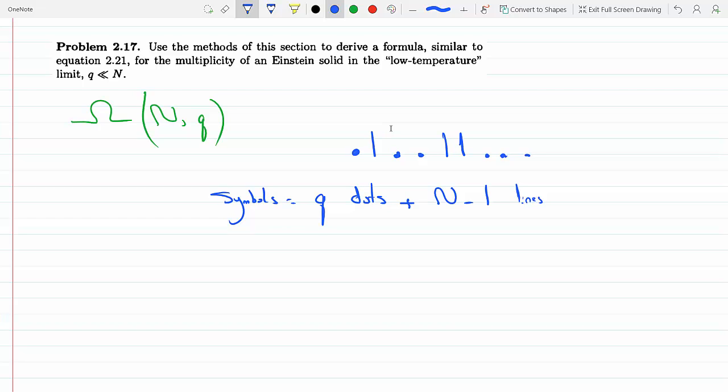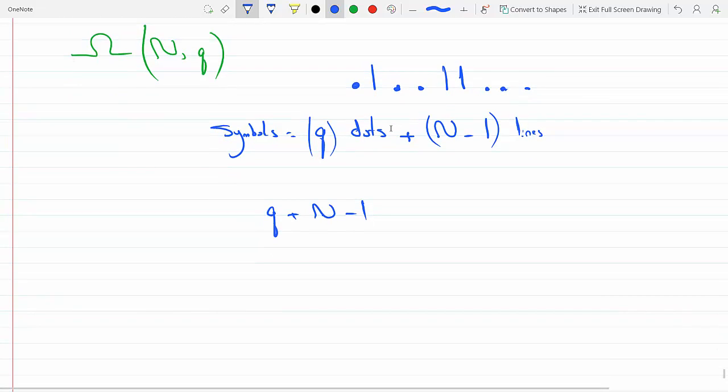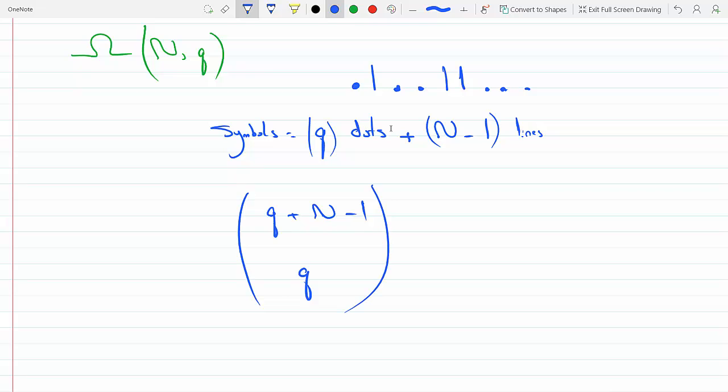So the number of symbols will be the sum of these. This is n minus 1 lines and this is Q dots, so it'll be Q plus n minus 1. This is a total of Q plus n minus 1 symbols. Now the number of possible arrangements is just the number of ways of choosing Q of the symbols to be dots. So that means Q plus n minus 1 choose Q. These are all the different arrangements. This is our multiplicity. This is sort of where this equation comes from.